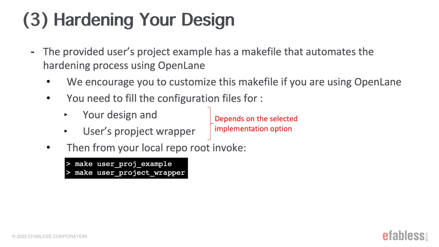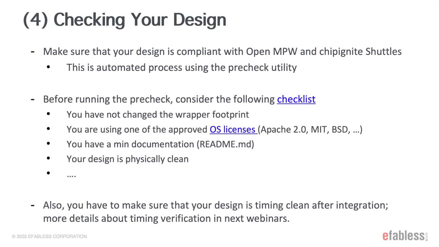Okay, so if you are using the configurations and the makefile provided by the user project example, all you need to do is run make user_project_example, and this will harden the user project example using OpenLane, and then make user_project_wrapper, and this will harden the user's wrapper, which means it will create an instance of the user project example macro inside the user's wrapper and perform all the necessary routing to implement your design inside the user's project wrapper. And again, these makefiles depend on the configurations that you need to set based on your design.